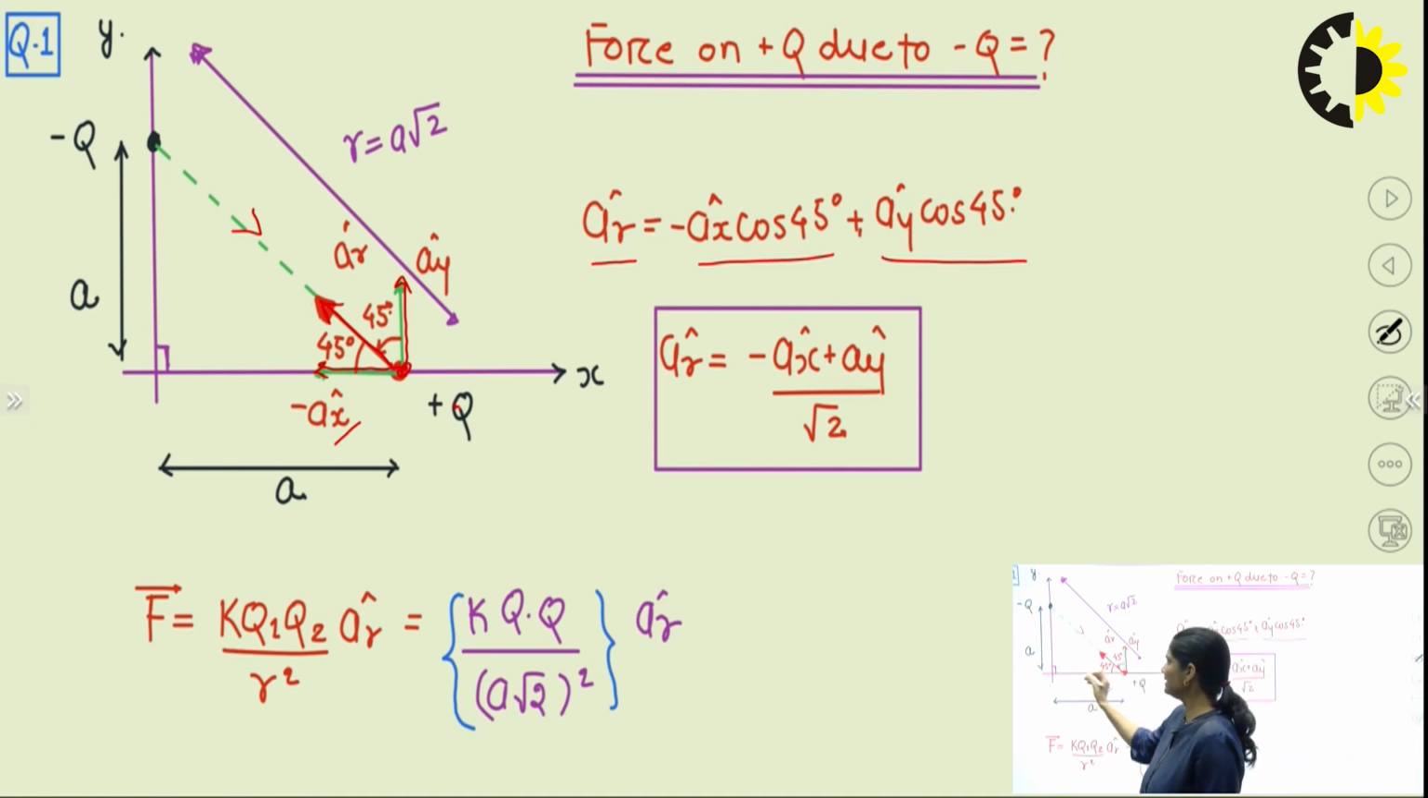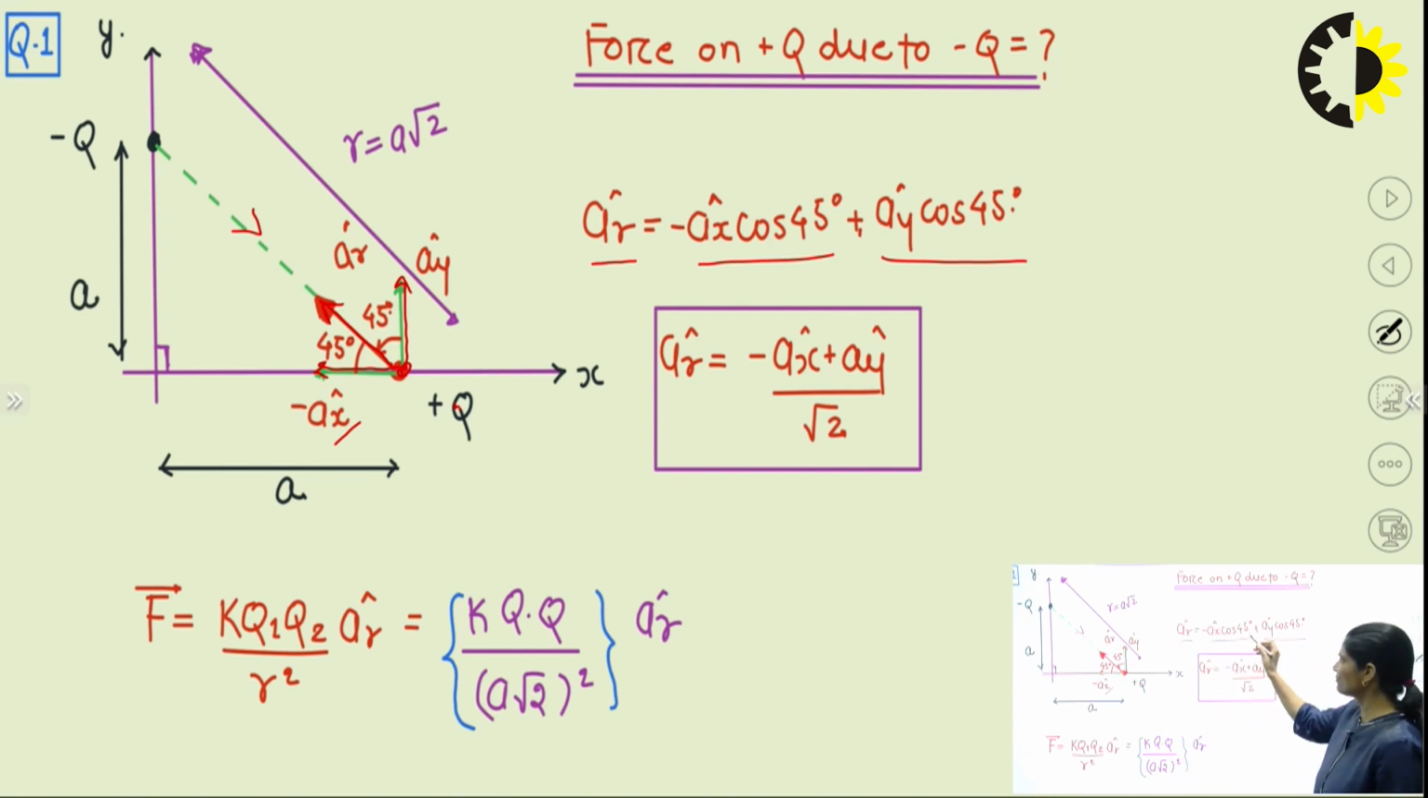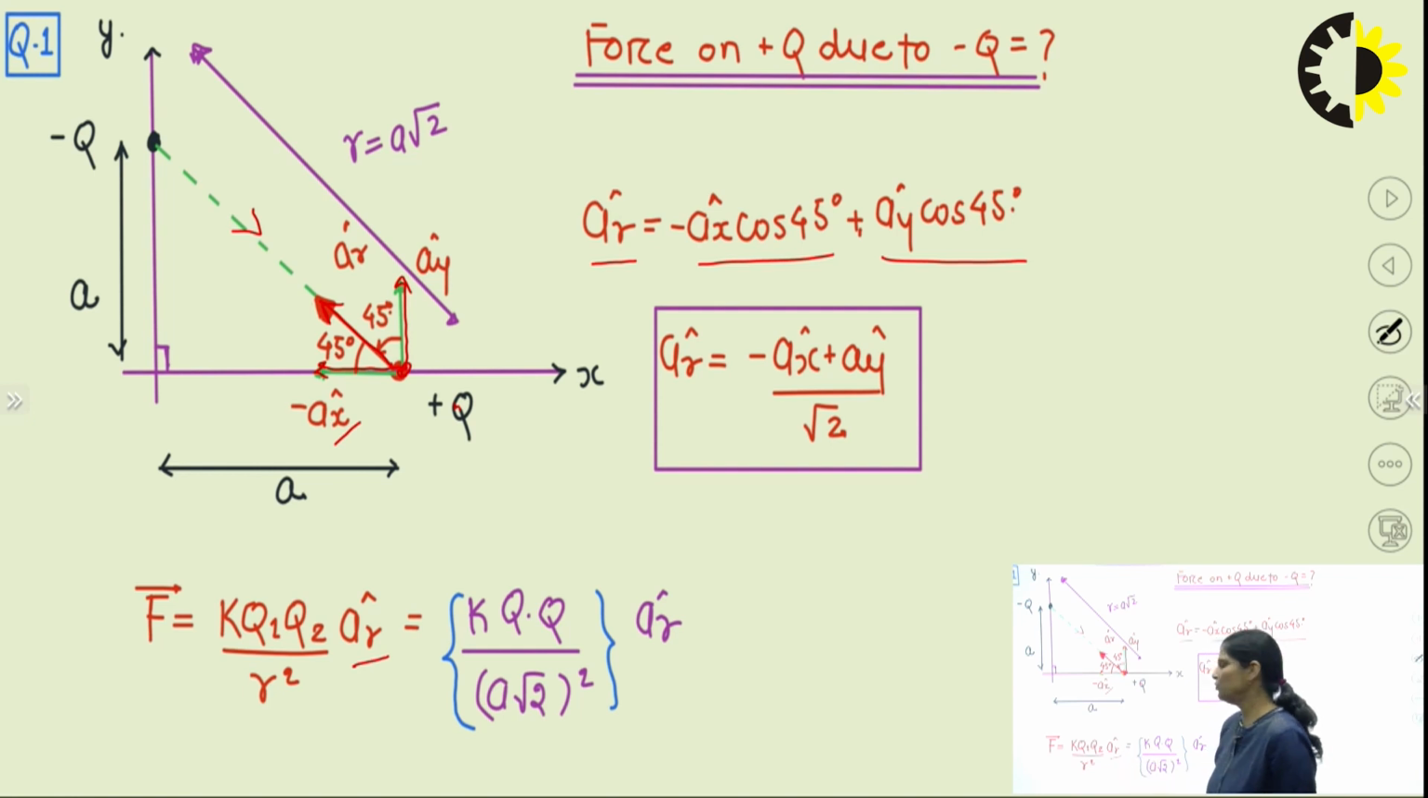Here it is 90 degree. You have to find this angle. These are 45 degrees. So write down here cos 45 degree plus unit vector of y, cos 45 degree. Now find the unit vector of R, that is equal to minus AX unit vector plus AY unit vector upon under root 2. So this is the value for the unit vector.